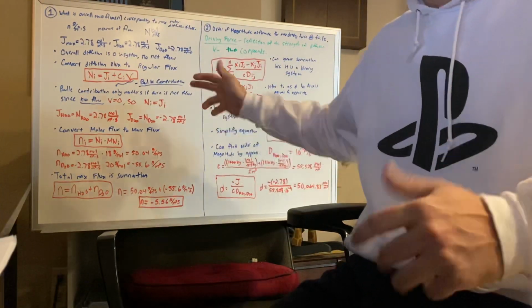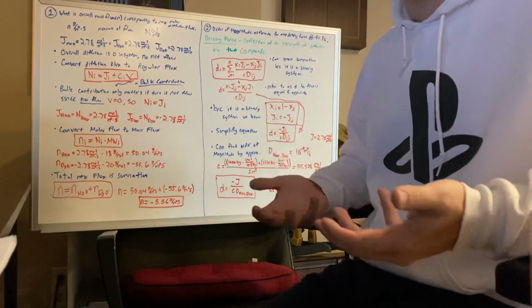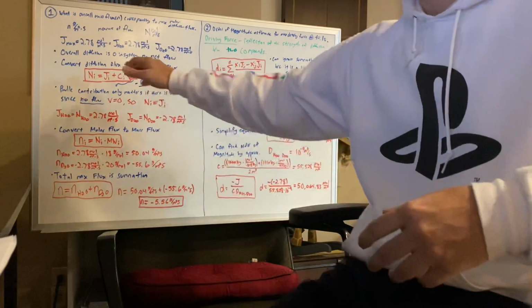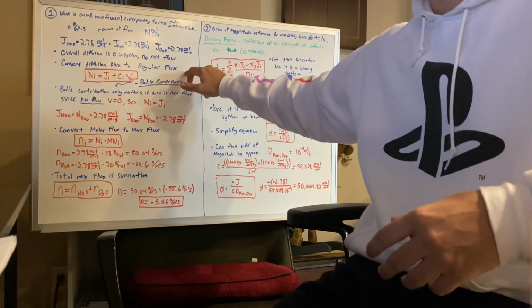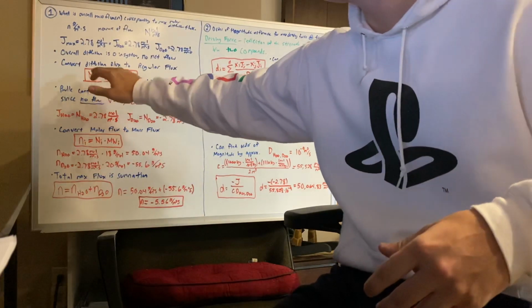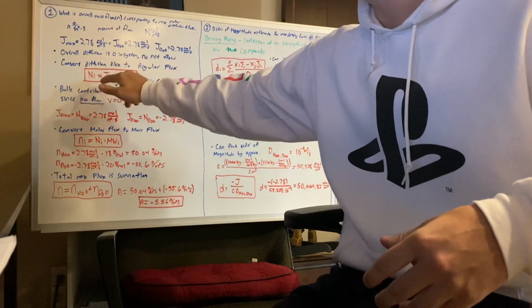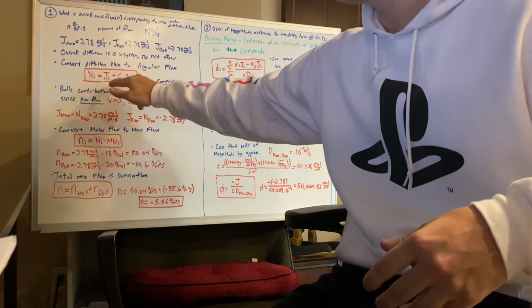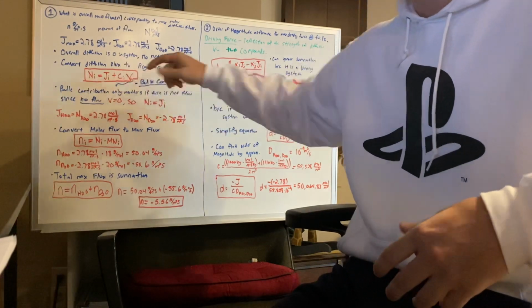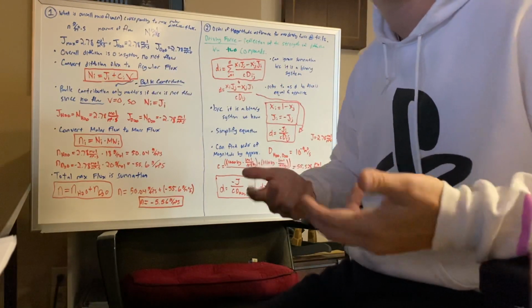So the first step in solving this problem is that we need to convert the diffusion flux to regular flux. We use the equation where the molar flux of component i is equal to the molar diffusive flux of i plus the concentration of i multiplied by the molar velocity of the system.